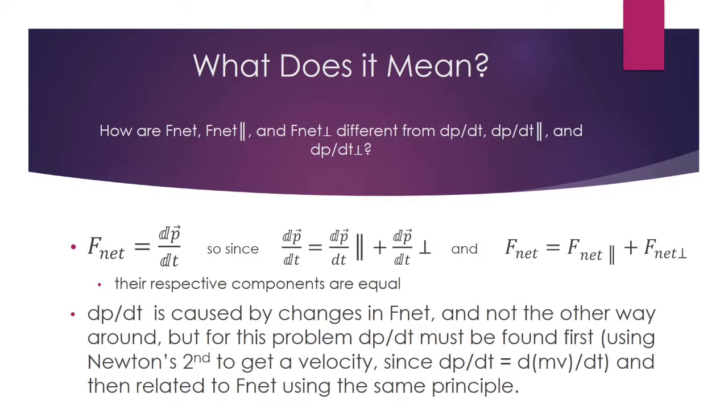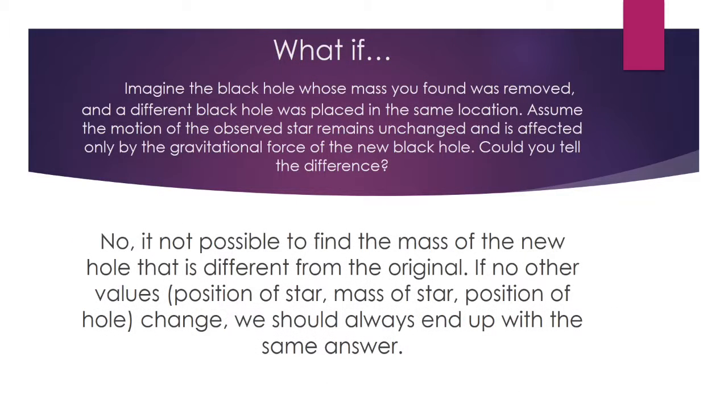To wrap things up, Fnet and dp/dt are directly equal to each other, so their components are also directly equal. And the only way that they are different is that dp/dt is caused by changes in Fnet, so any change in the force applied to that will affect the change in momentum over time. To answer the what-if question, no, it is not possible to find the mass of the new hole that's different from the original. If no other values have changed, then we'll always end up with the same answer for the mass of the black hole.